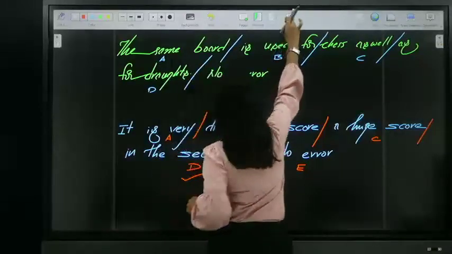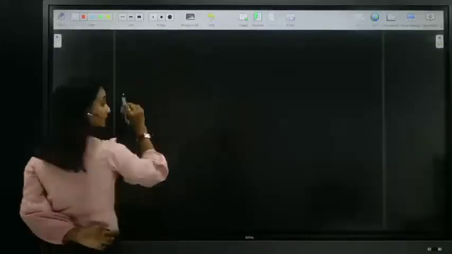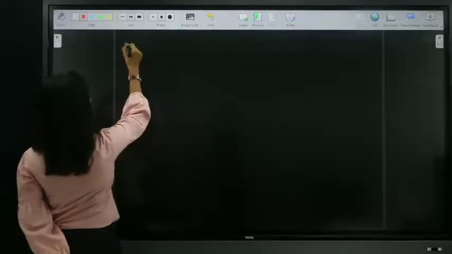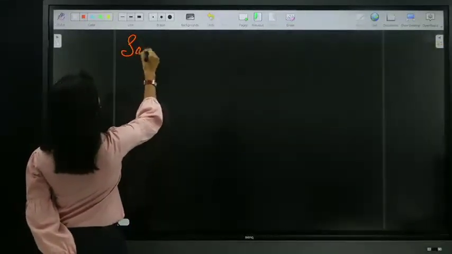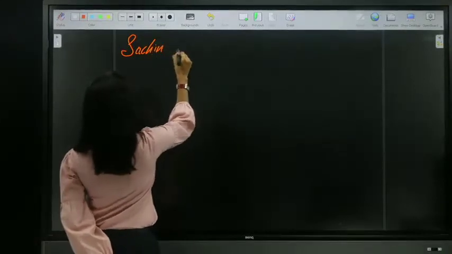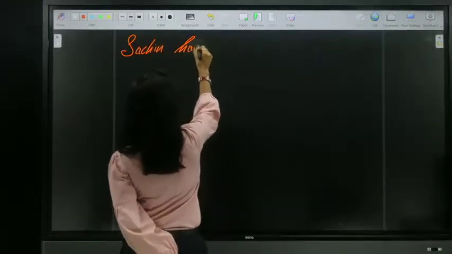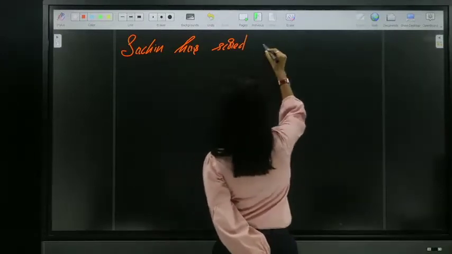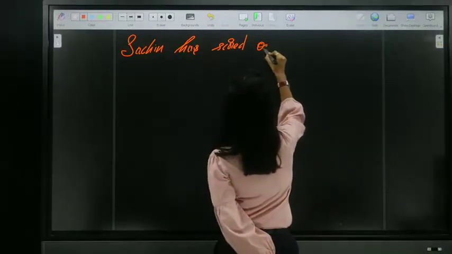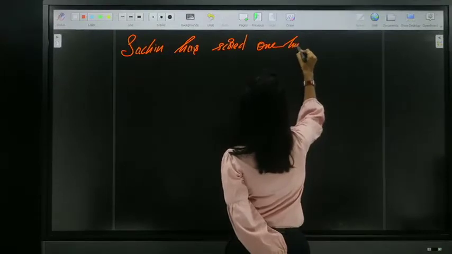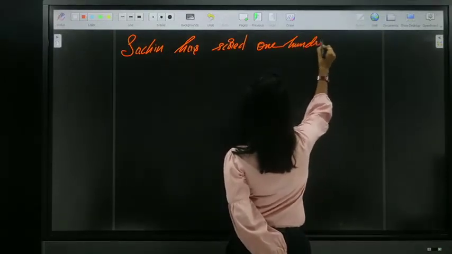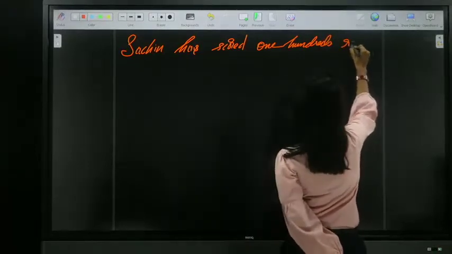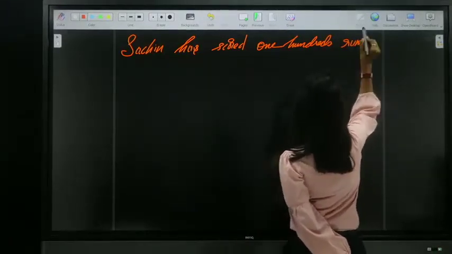Now let us see some more examples. Here we go. This exercise is for you guys. So make it fast. Be quick to answer. Sachin has scored 1 hundreds runs.